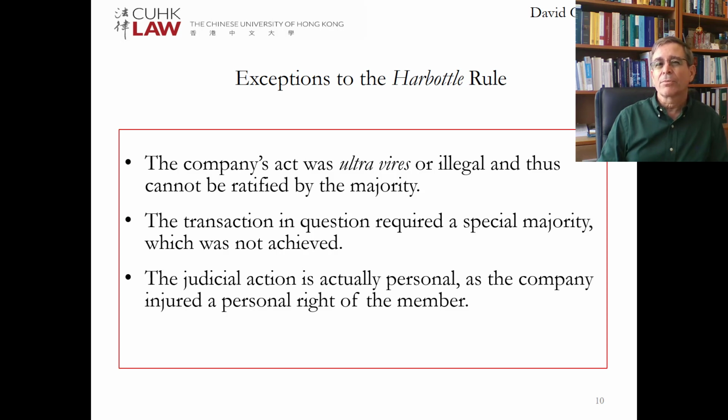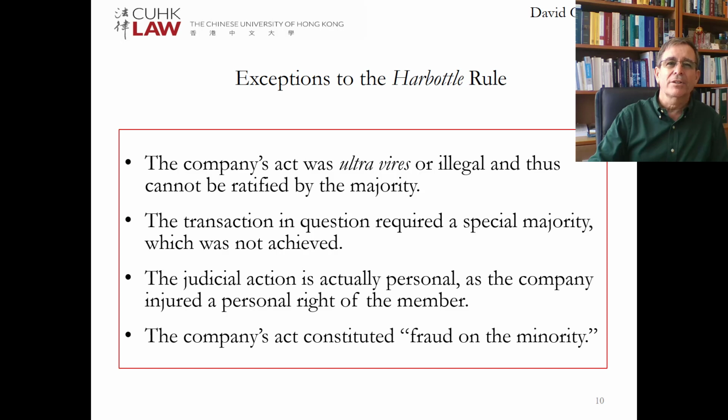If the action is a personal action, it is not a derivative action, and so there is no need to file a derivative action. So that this would be an exception to the filter against derivative action is a bit strange. So let's not think about that exception.